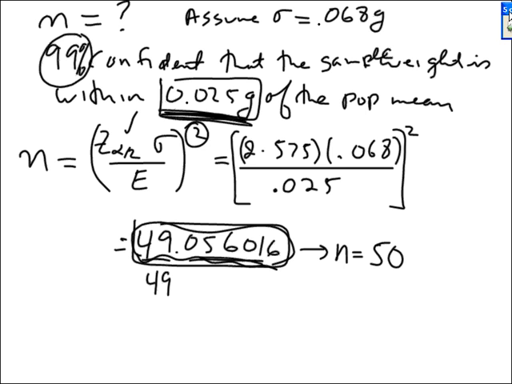But that won't work because the exact cutoff is 49.056016. You have to test that many quarters to be 99% confident to be within your margin of error, 0.025 grams. So the answer to this problem is 50. Round up. If you left the answer like this, you'd lose a point. If it turned out that n was exactly 52, then don't bump it up to 53. 52 would be fine.